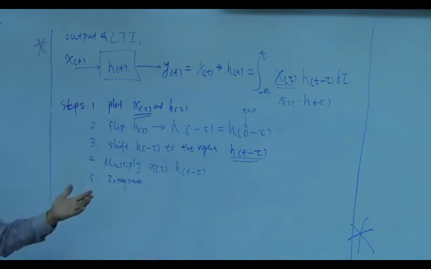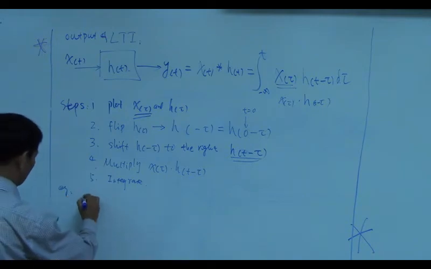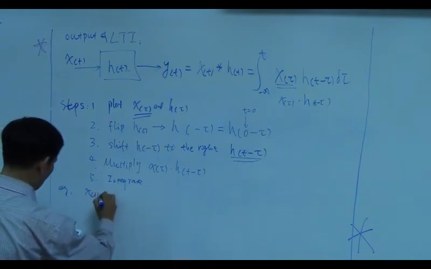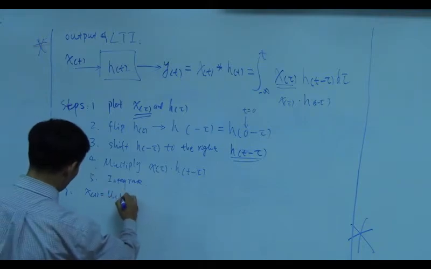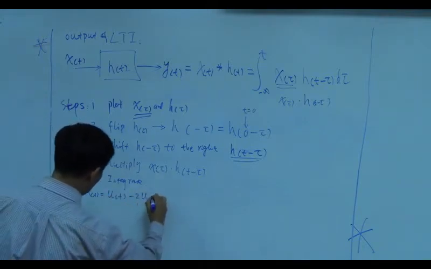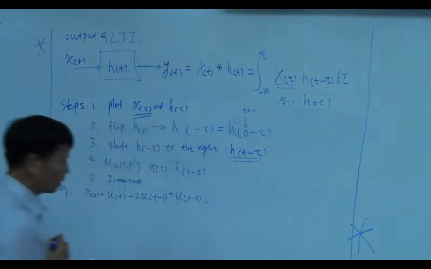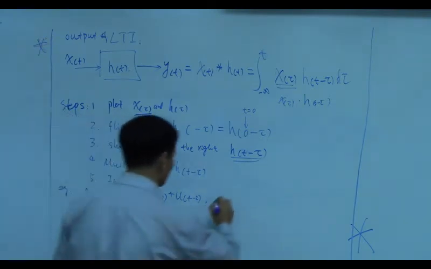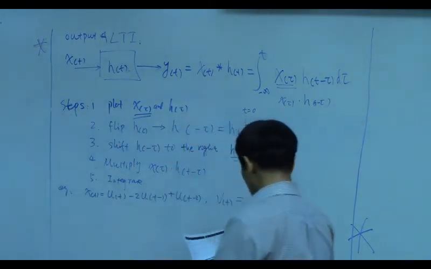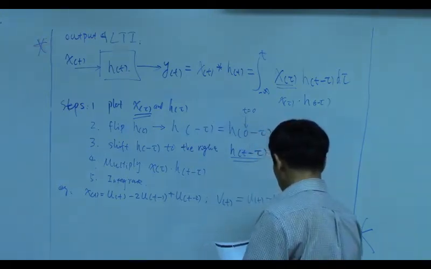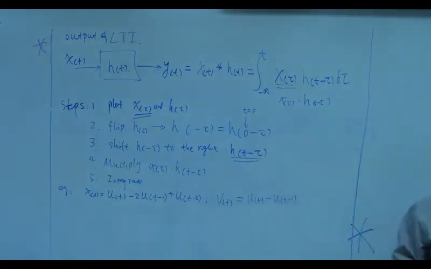Any question on this? It's good? Okay, now let's discuss an example. The example is x(t) equals u(t) minus 2u(t minus 1) plus u(t minus 2). That is x. Another signal is v(t). This one equals u(t) minus u(t minus 1). I want to do the convolution of these two signals, x(t) and v(t).